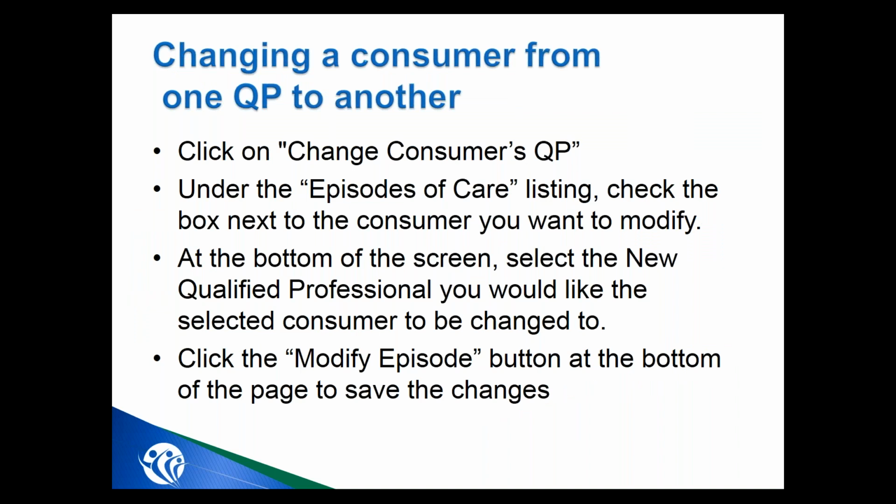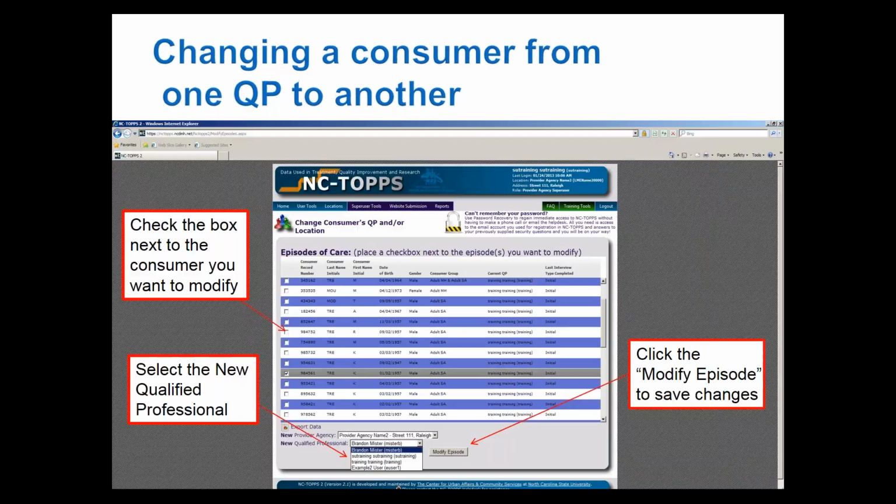All right, so changing a consumer from one QP to another. You'll do this by clicking on Change Consumers QP under your Super User Tools tab, and under the Episodes of Care listing, you'll check the box next to the consumer you want to modify. And at the bottom of the screen, you will select the new qualified professional you would like the selected consumer to be changed to. Click the Modify Episode button at the bottom of the page to save the changes.